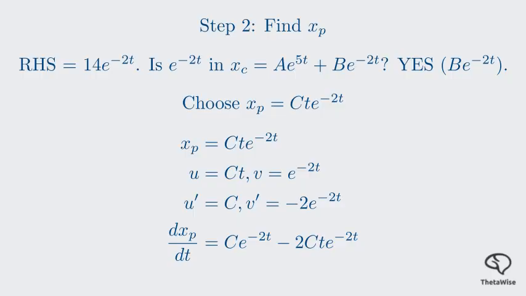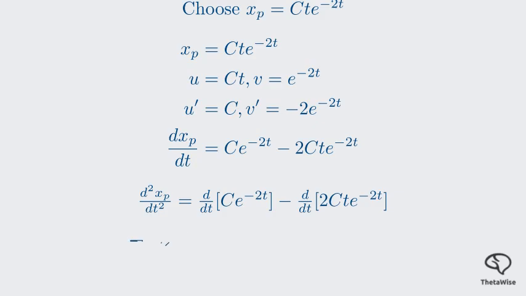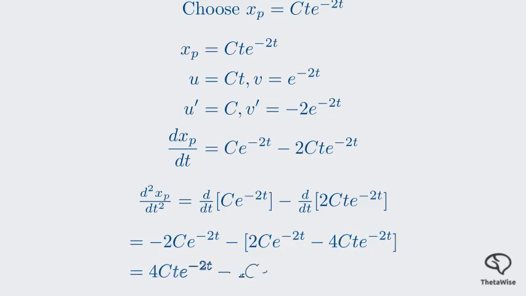Now we differentiate this result to find the second derivative. The derivative of c e^(-2t) is negative 2c e^(-2t). For the second part, negative 2ct e^(-2t), we use the product rule again. U equals negative 2ct, and v equals e^(-2t). Its derivative is negative 2c e^(-2t) plus 4ct e^(-2t). Combining all the terms, we get d²x_p/dt² equals 4ct e^(-2t) minus 4c e^(-2t).